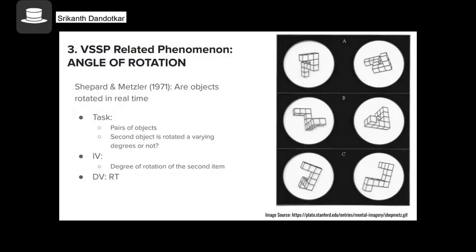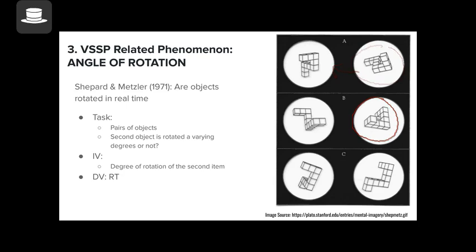First phenomenon we'll talk about is mental rotation, which is related to angle of rotation. Now, Shepard and Metzler presented participants with pairs of objects like these, where the second object is either a match of the first object, in other words the same object, or it's a different object. So participants have to say yes if it's the same object, and no if it's a different object.